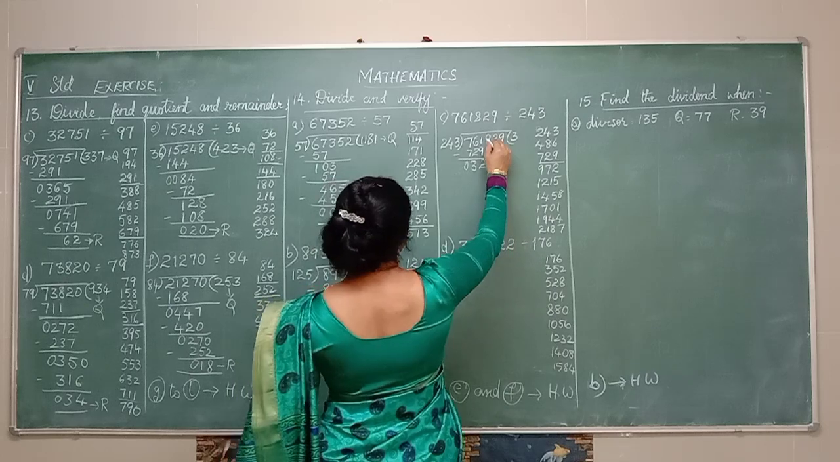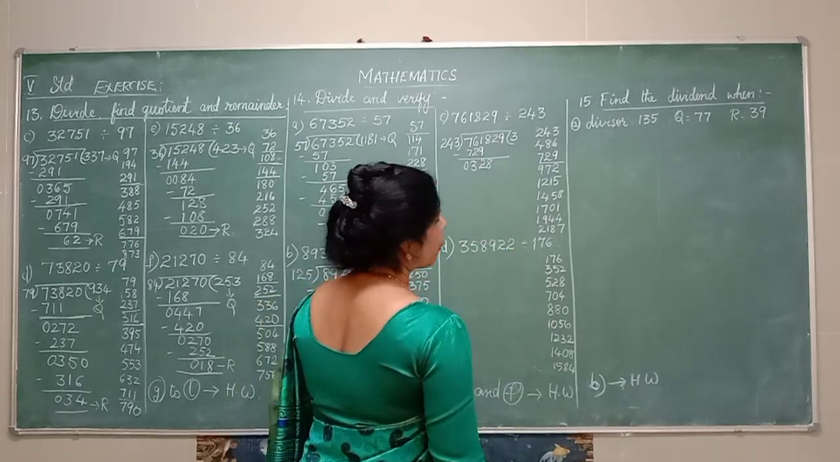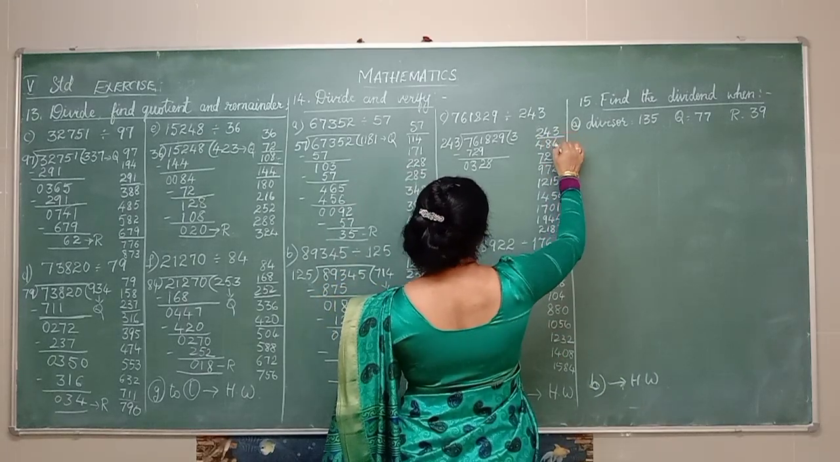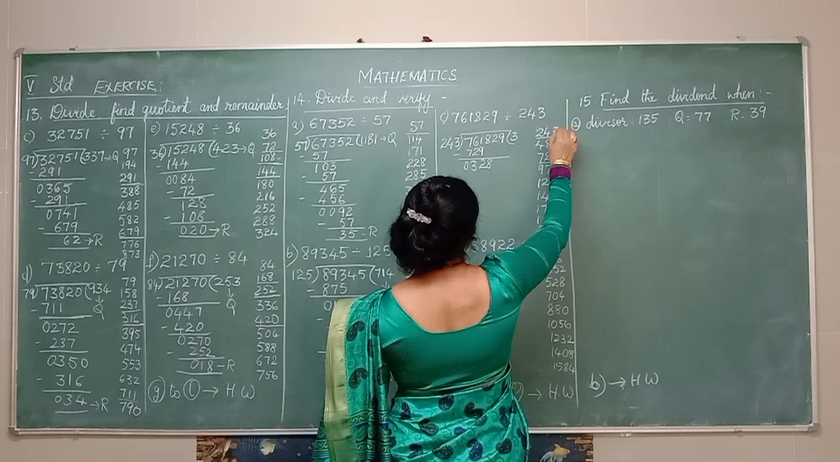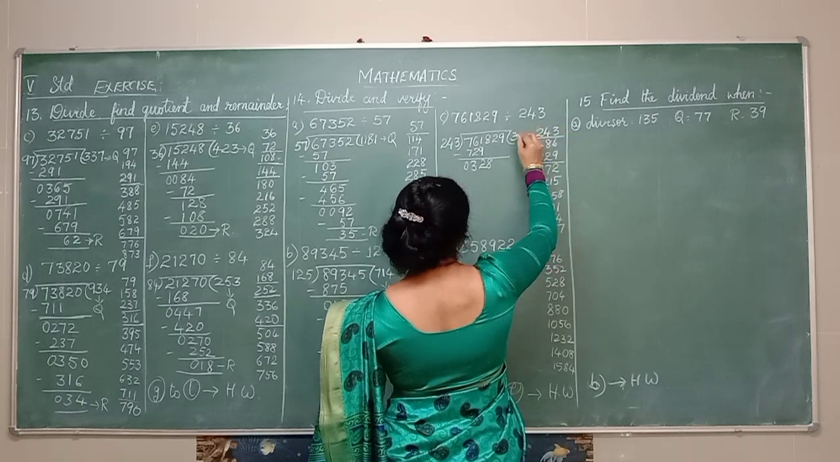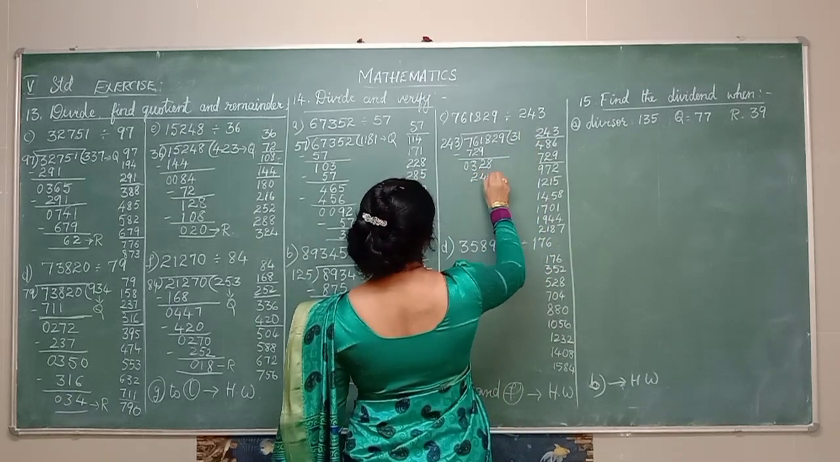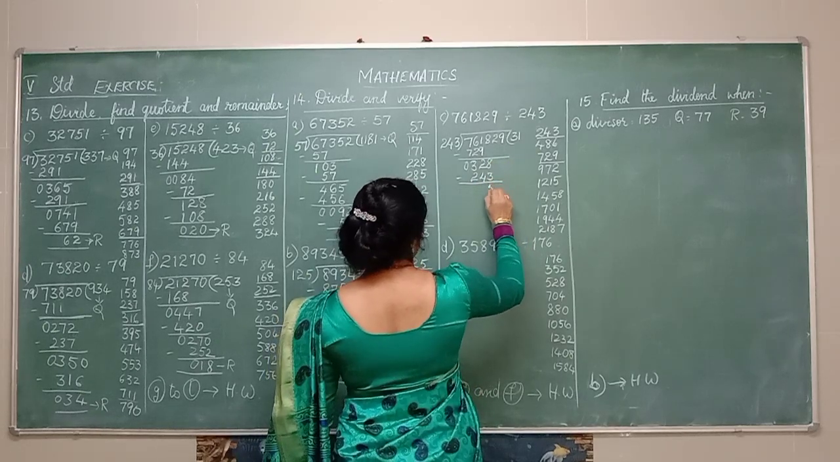Now bring this 8 down. So it is 328. Where does 328 come? It comes between 243 and 486. Isn't it? So we have to go for the first one. What is this? 1 za is 243. 8 minus 3 is 5.